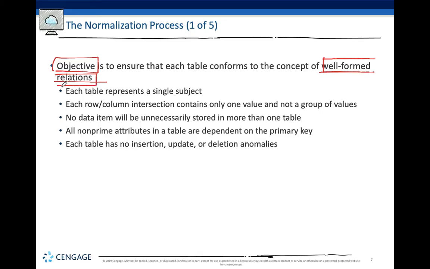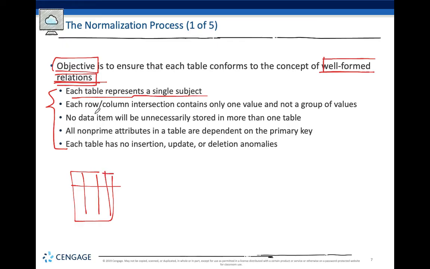Now, what are well-formed relations? Well, here are the characteristics of a well-formed relation. Each table represents a single subject, right? So in other words, each table in the database logically represents a single subject, right? Each row or column intersection contains one and only one value and not a group of values, right? So when we look at the data in the table, each cell in that table should contain one and only one value, not a comma separated list of values or multiple data types. No, just one and only one value.